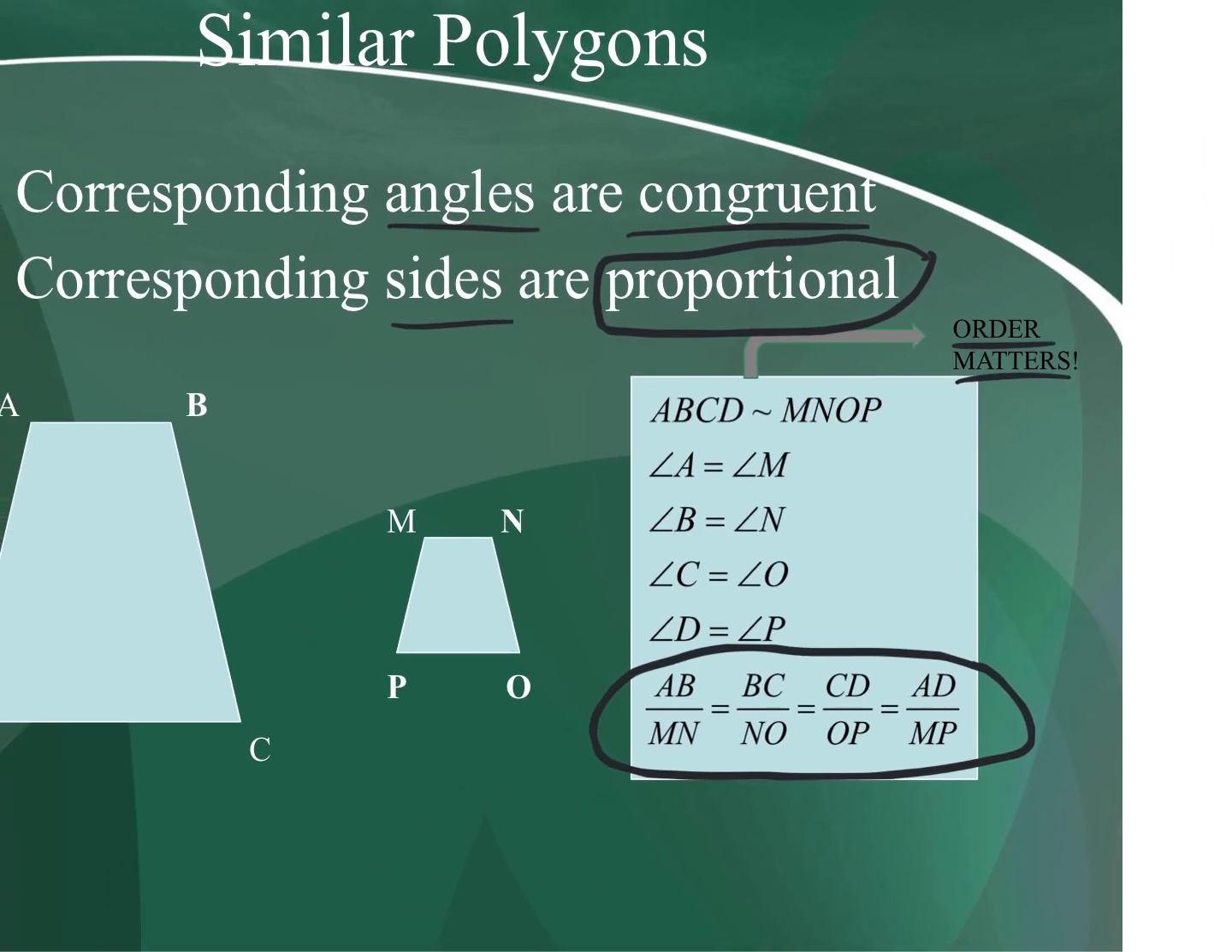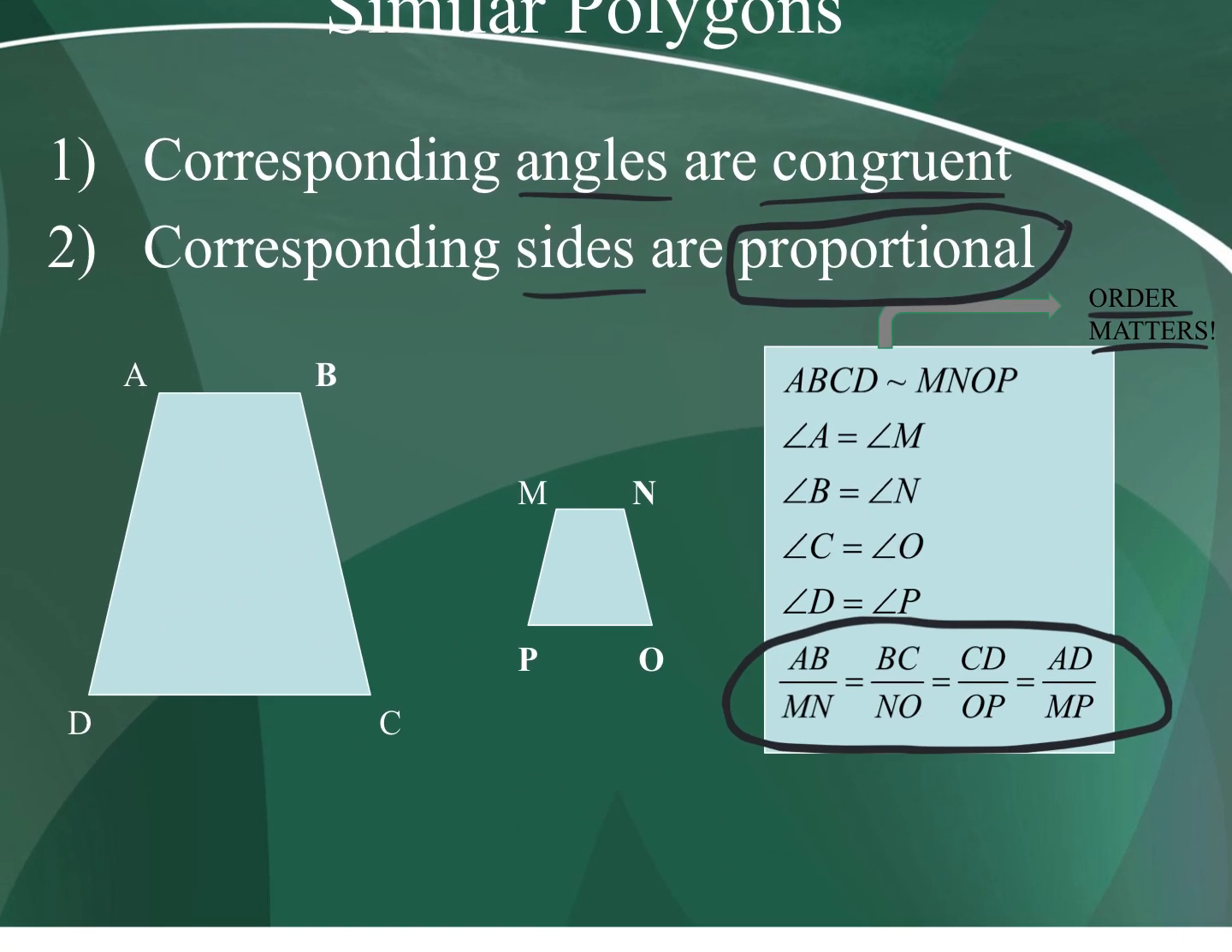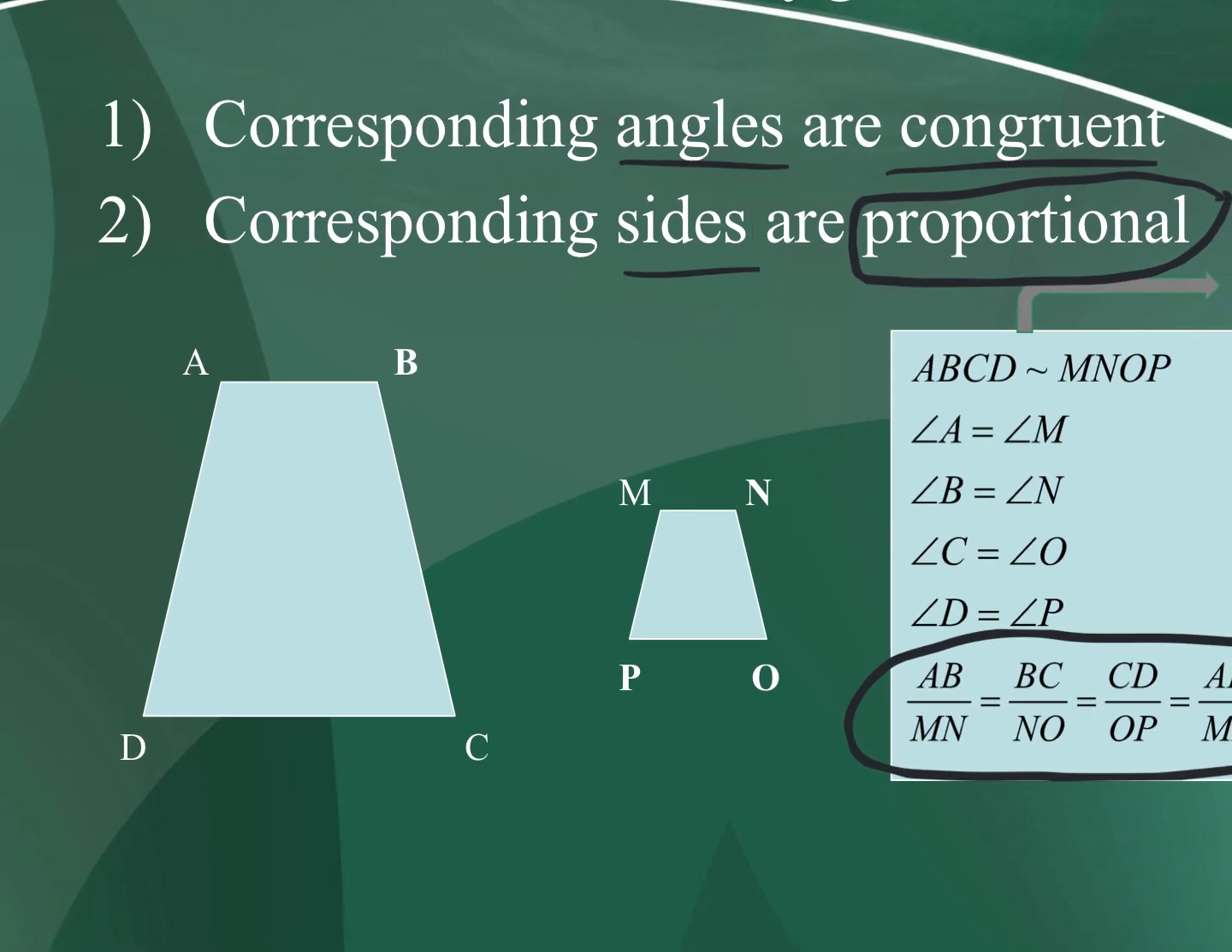Let's go ahead and fill our diagram with all of those angles of congruence. Since these figures are similar, angle A must be congruent to angle M. Angle B must be congruent to what angle? N, very good. What about C? C and O are congruent. And P is congruent to D.